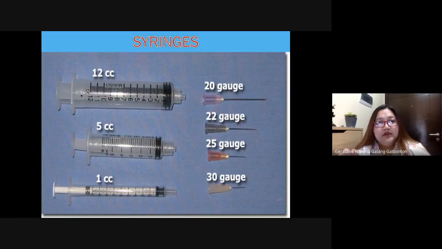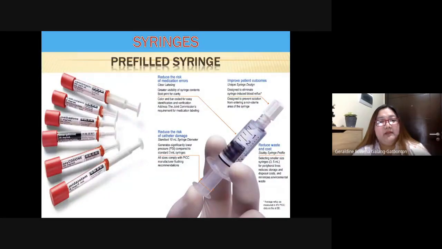So again, syringes plus the different gauges of the needles. So the higher the number of the gauge, the smaller the needle. Okay, and so on and so forth. Ito yung binabanggit kong pre-filled syringe. You buy the syringe with a drug already. Of course, it is more expensive. Pero yung kanyang mga advantages, reducing the risk of medication error, reducing the risk of contamination. Okay?